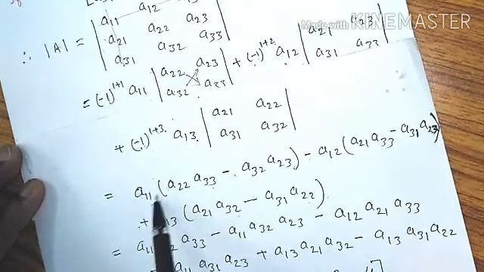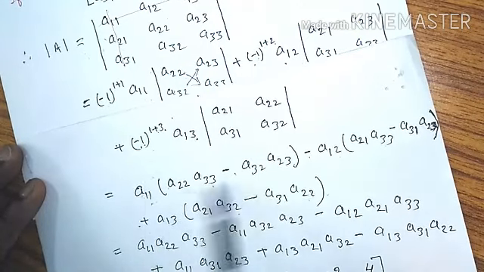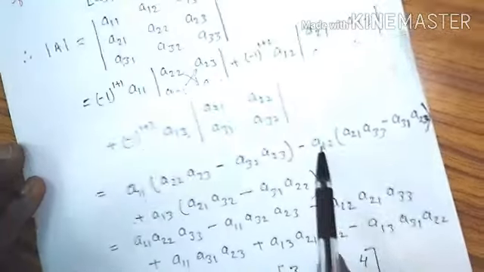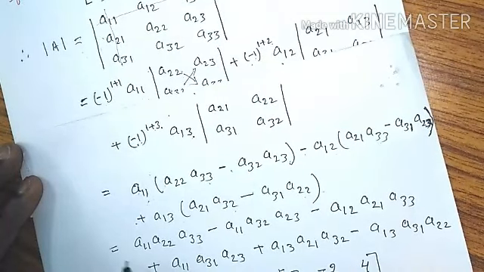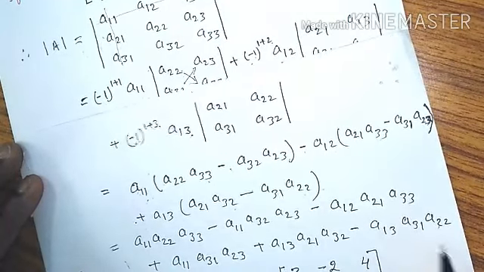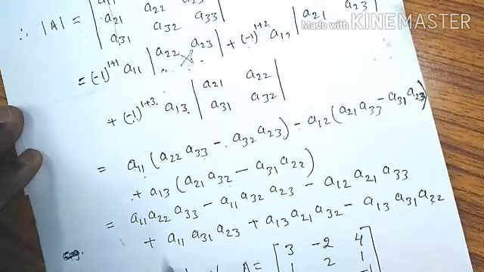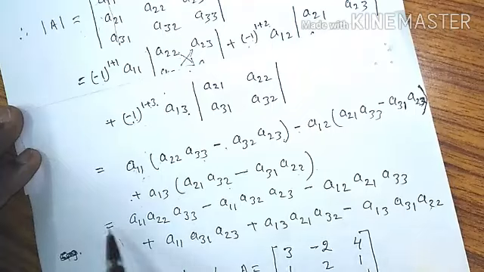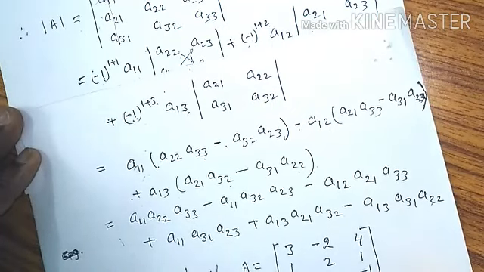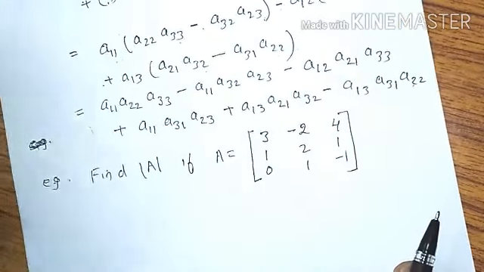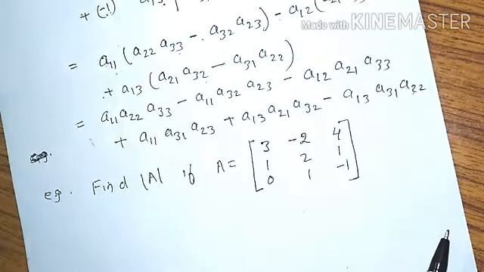Just open the bracket: A11 into A22 A33, then minus A11 A32 A23, and in the same way all the brackets have been opened, and we get this expression after simplifying. Here we cannot simplify further, so this is the answer for the determinant. But when we have numbers, we will get the simplified value. Now I am taking one example, so it will be clear how to evaluate the determinant.